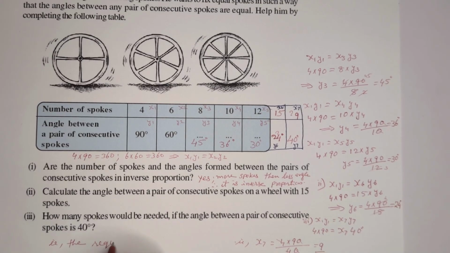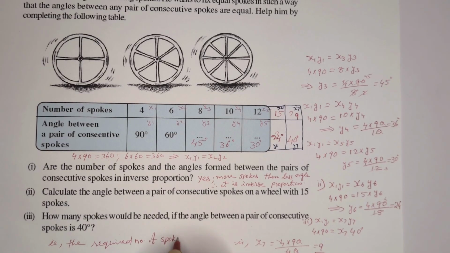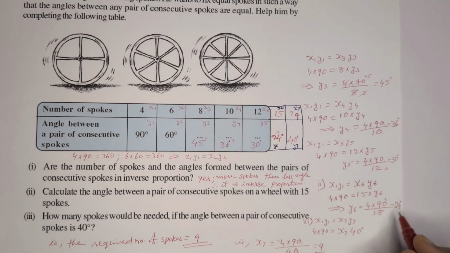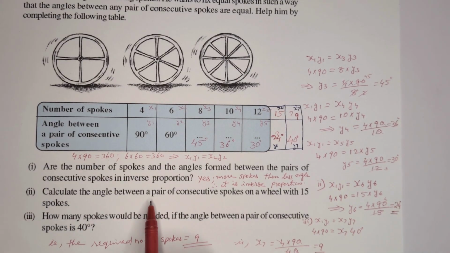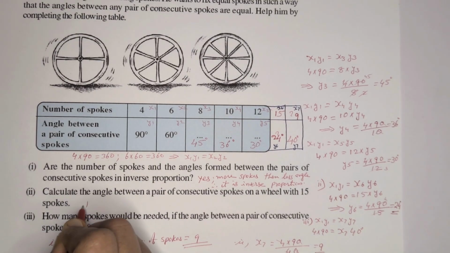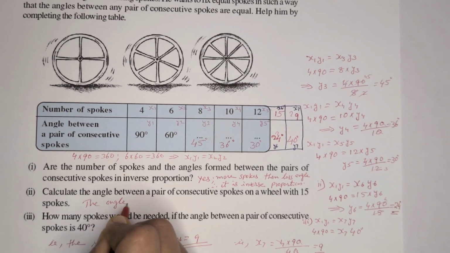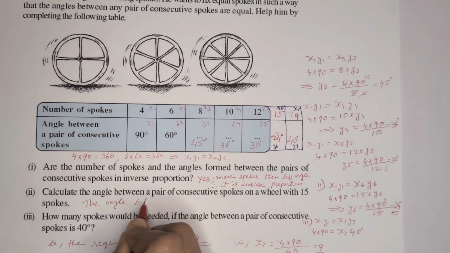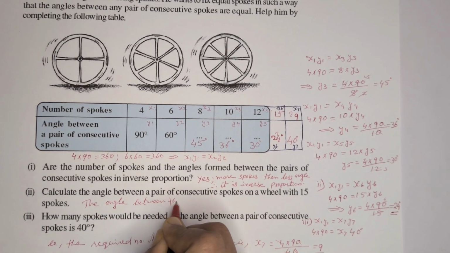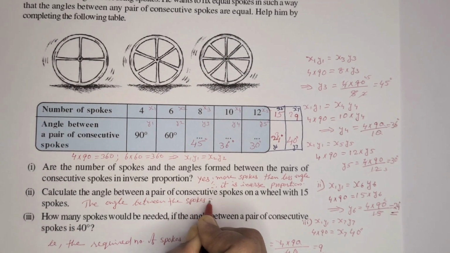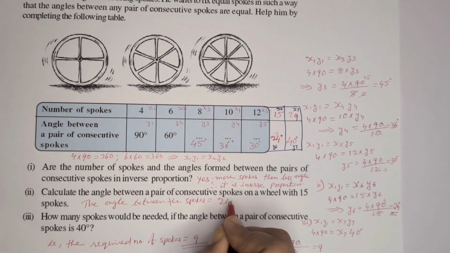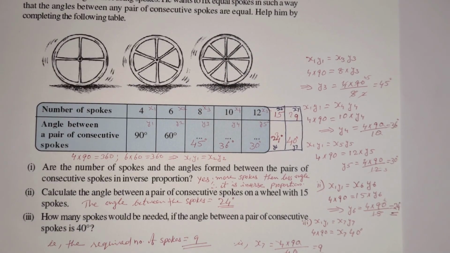The required number of spokes is equal to 9. So this is the third answer. Here this is the second one. Calculate the angle between the consecutive spokes. The angle between the spokes is equal to 24 degree. That's the answer of the second part.